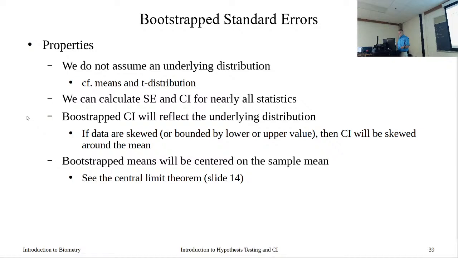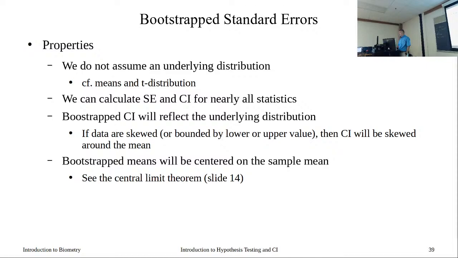Right, properties: we don't assume any sort of underlying distribution. That's different than when we do a regular confidence interval, what we would call a parametric confidence interval, and use the t-distribution or the qt function. That assumes a normal distribution, that assumes normality of our data. We don't make that assumption. We can calculate standard error and confidence interval for nearly all statistics.